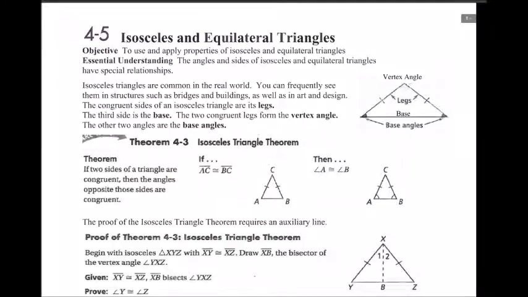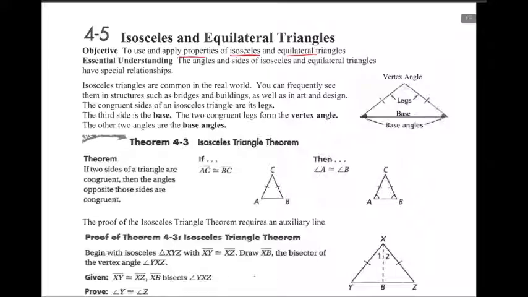4.5, Isosceles and Equilateral Triangles. Okay, in this lesson, we're going to learn about the properties of isosceles and equilateral triangles. Now, I promised you that we would be getting more ways to prove sides and angles congruent so that we could do more with our triangles, and this is one of our first steps of doing that.